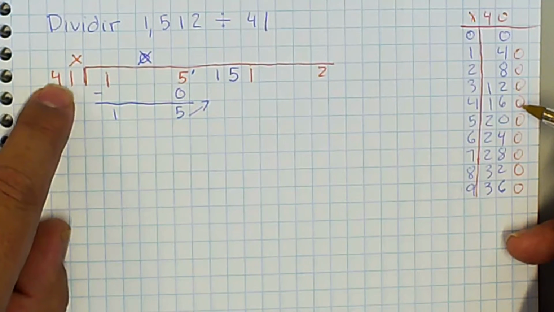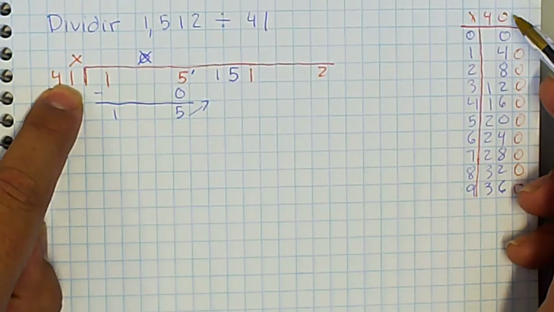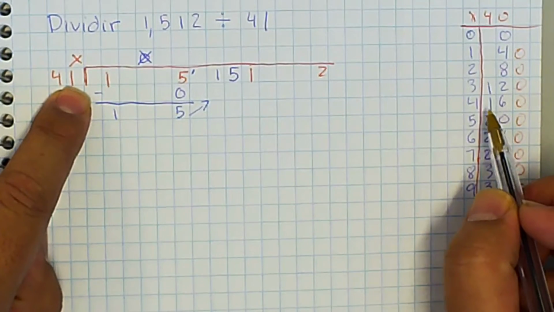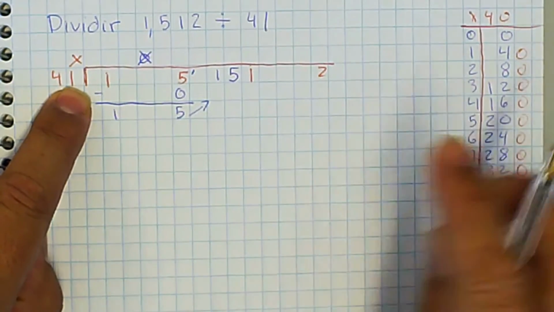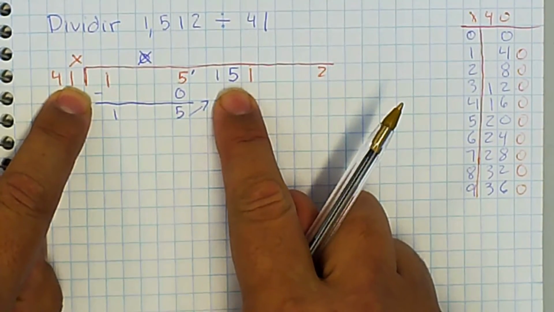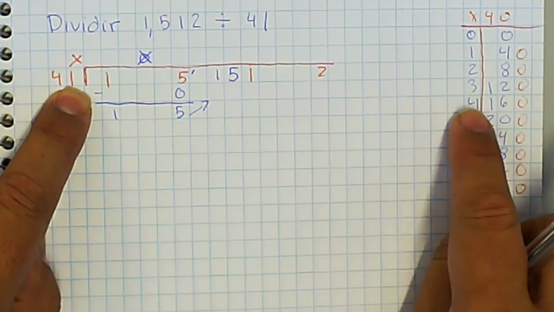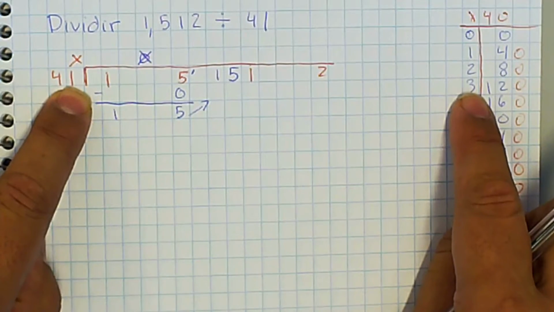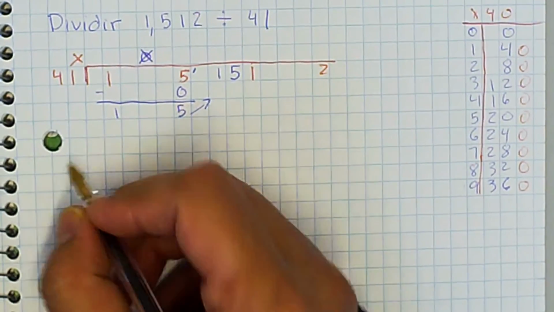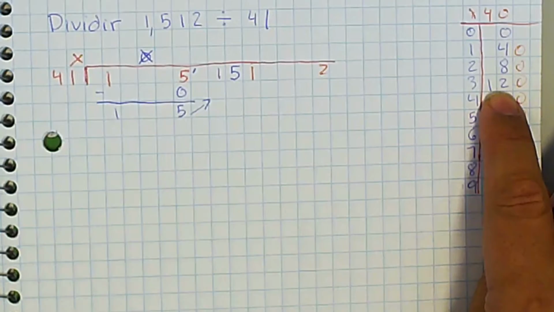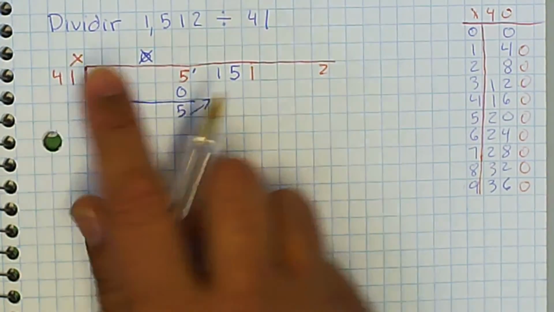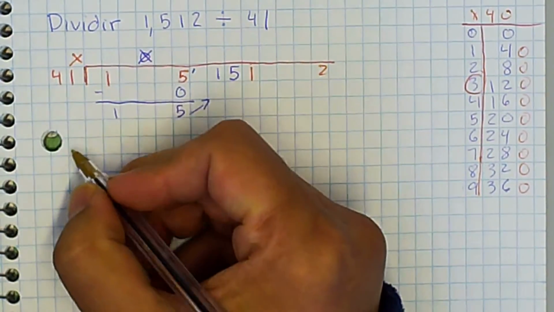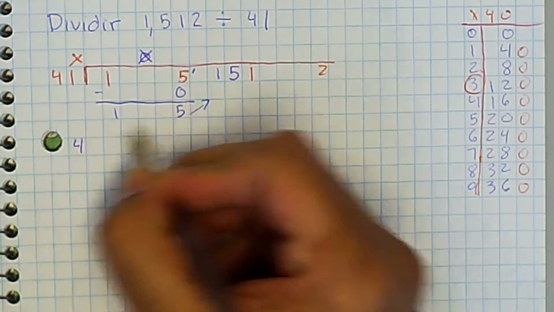160, but remember, this 41 is greater than 40. So if I multiply 41 times 4, it's going to give me more than 160, and I don't need that. I only have 151. So I'm not going to use 4. I'm going to end up using 3. Okay? So again, I'm not using 120. I'm multiplying 41 times 3, because I need the exact number for my subtraction.